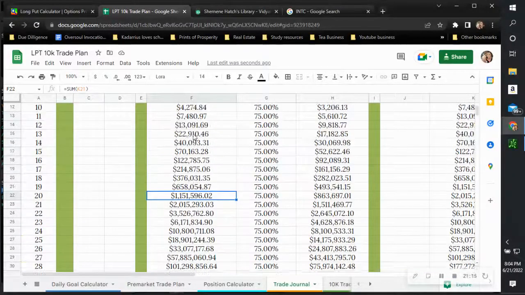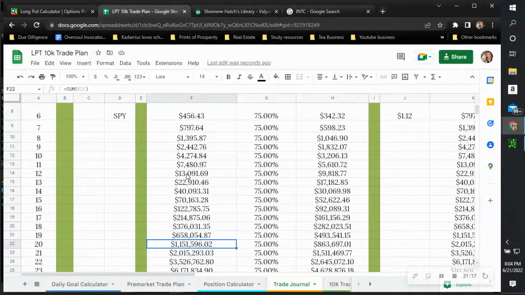And of course, I know when we get to 13,000, nobody in their right mind is going to try to put their whole 13,000 back in. You're going to take at least 5,000 or 6,000 out of your account, I hope, and leave the remainder, maybe 7,000, in there. But that's what this spreadsheet is about, and that is how I plan my trades.